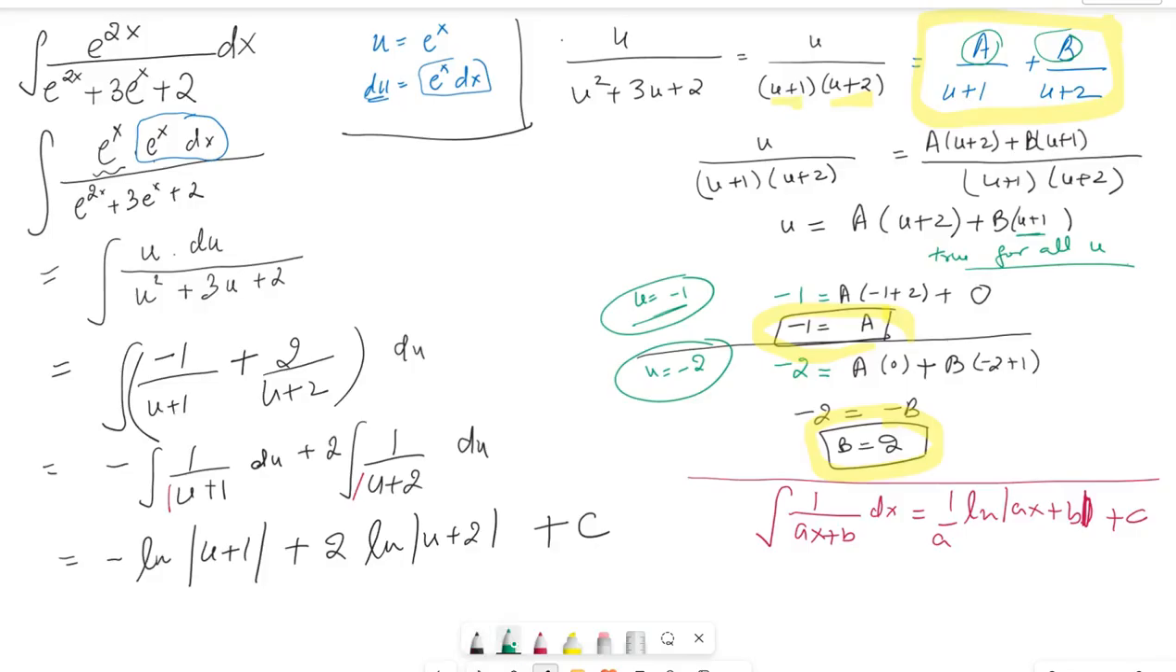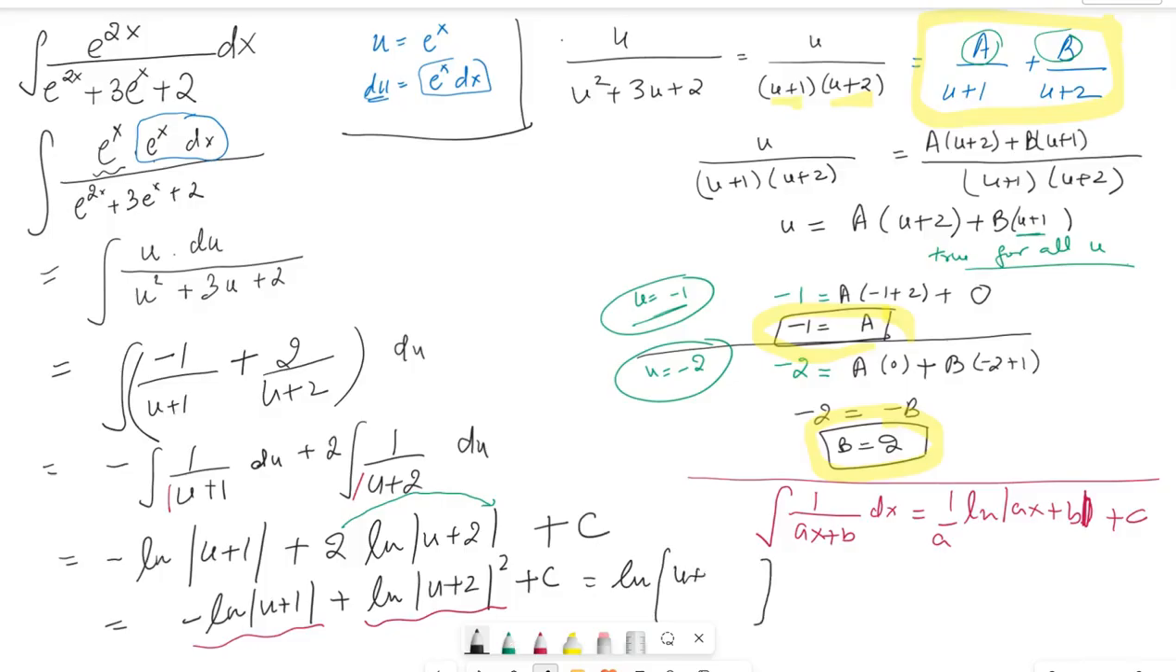Now remember, we have this power rule. This 2 can actually go here. And this can be written as negative natural log of u plus 1 plus log of u plus 2 whole squared plus c. And also this basically is this minus this. Therefore, this can also be written as log of u plus 2 whole squared divided by u plus 1, plus c.